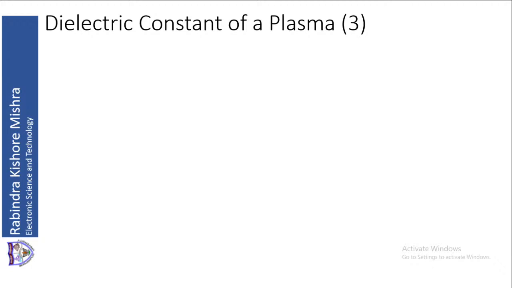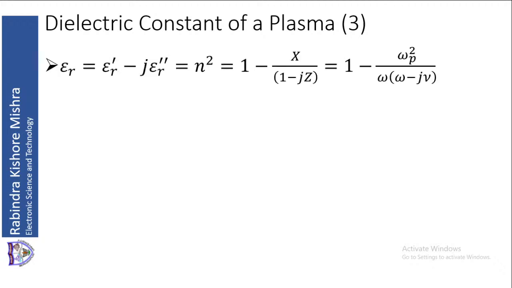So now once we know the expression for the polarization vector, we have to find out what the dielectric constant of the plasma is. The dielectric constant epsilon r is equal to epsilon r dash minus j epsilon r double dash. And epsilon r is equal to n square, as n is equal to root over epsilon r. So epsilon r is equal to n square. Now this we can write as epsilon r is equal to 1 minus x by 1 minus jz.